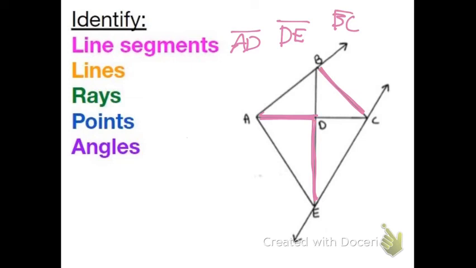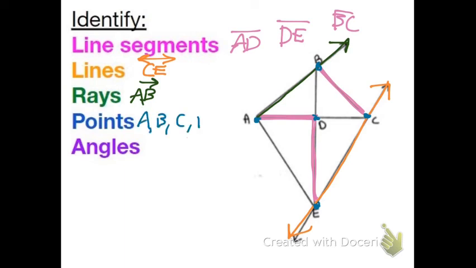What about lines? Do you see any lines? I only see one line. CE is a line. So if I was to label that right here, don't forget lines have to have the arrows on both ends. Do you see any rays? I see a ray right here, AB. I bet you guys saw that one too, AB. And then points. I know points are kind of funny because if it's labeled with a letter, you know it's a point. So all those are points, A, B, C, D, and E.